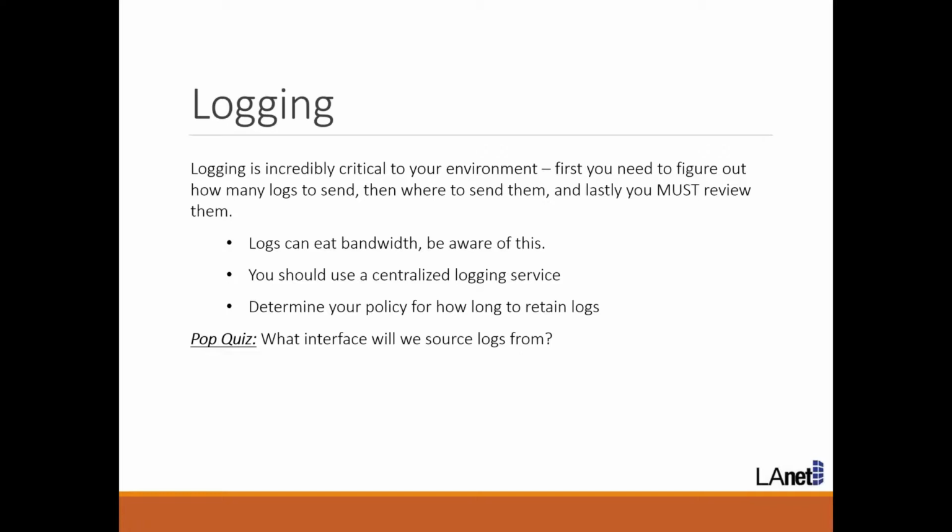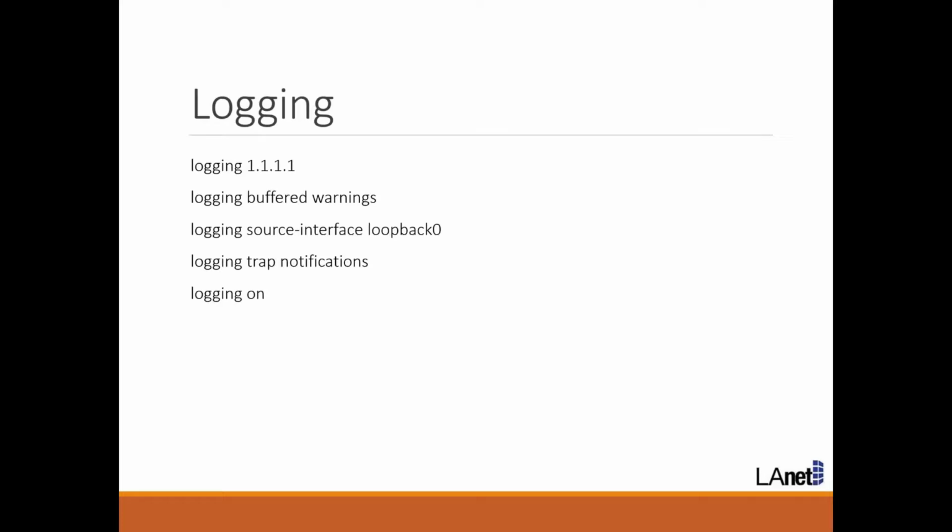We're always going to source them from loopback 0. There's a lot of different ways to configure logging. This is really just to give you an idea of how simple it can be. It's different on different platforms. It looks different on an ASA, for example, versus a router versus a switch. But by and large, you're going to turn logging on to a particular host. You're going to set to a particular logging level, in this case, warnings, and source interface. And if you're doing traps, what are you going to trap on?